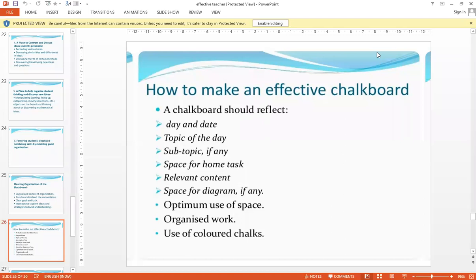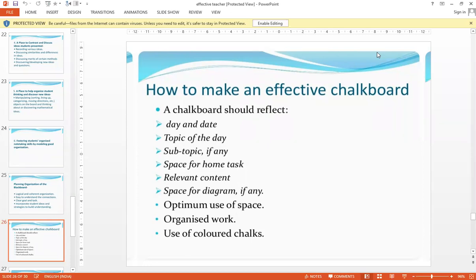We have to first write the date on the board, and then the topic of the particular subject, the topic of the particular lesson. These are the things we need to write on the board before we start the class. And subtopic, if there is any, we need to write it on the board. And space for homework, which means we have to give a particular portion for homework.